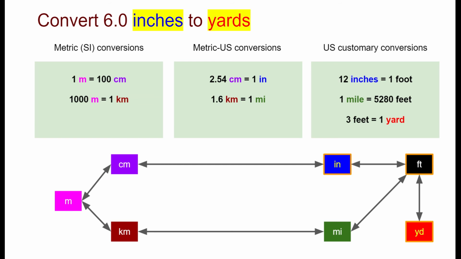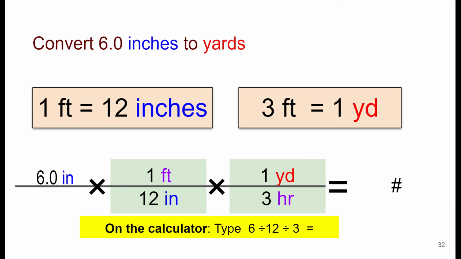So in this particular example, we're looking to get between 6 inches and yards. And so if we look down at these conversions, we find out that sure enough, inches and yards are connected by feet in the map. So we can use those conversions, the conversion between inches and feet and the conversion between feet and yards. So this is how this would work out.